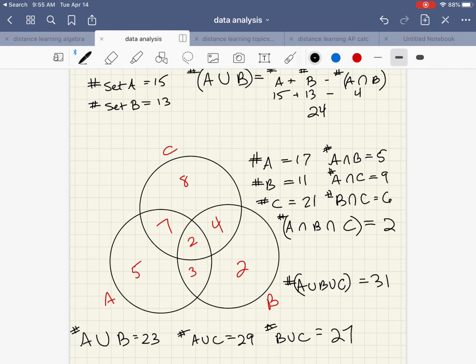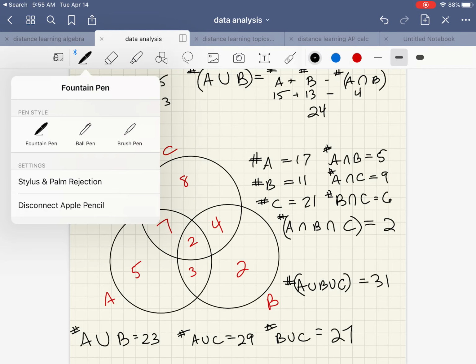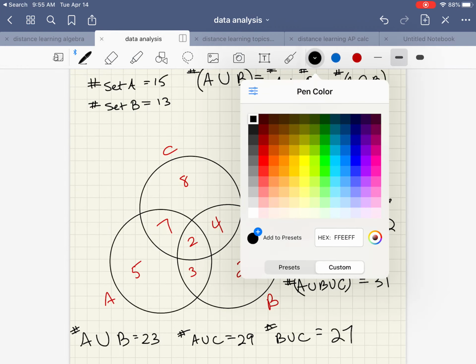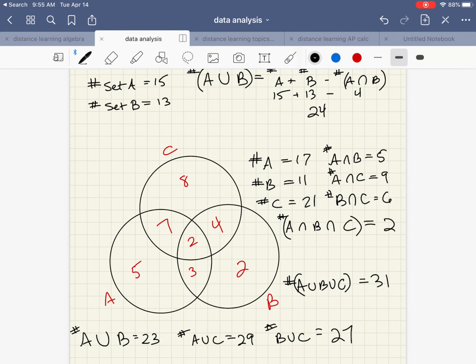So that's how we can use a Venn diagram to count the numbers in each set. And eventually what we're going to be looking for are probabilities of these things. But for now, we're just counting how many are in each of these sets.